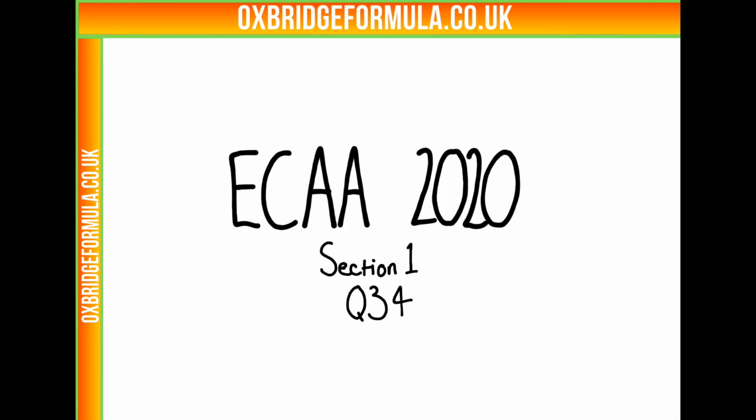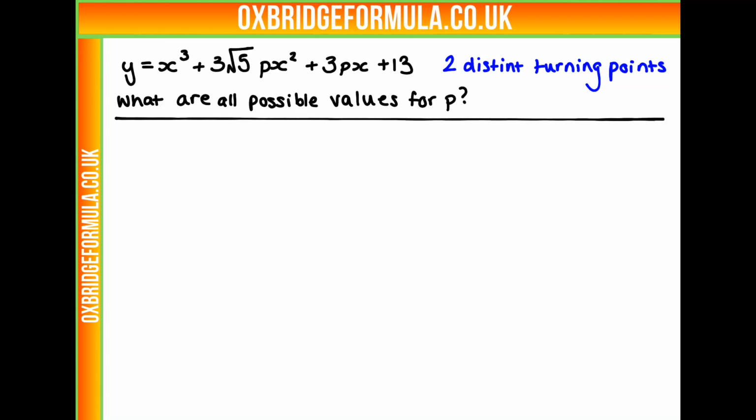In this video, we're looking at ECAA 2020, Section 1, Question 34. So, we have an equation here, y equals x cubed plus 3 root 5 px squared plus 3px plus 13. And we're told that it has two distinct turning points. And we're asked what are all possible values for p. So, where shall we start?